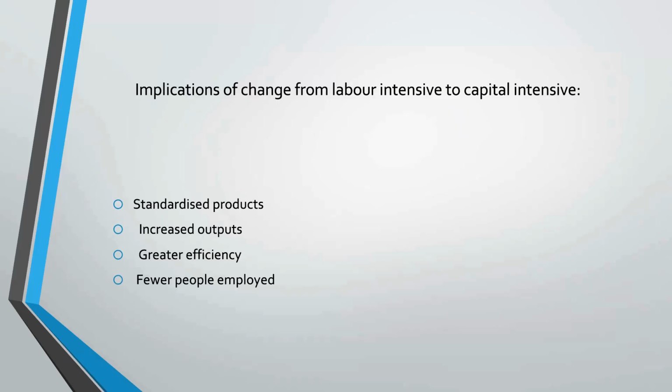Implications of change from labor intensive to capital intensive. So as you can imagine, moving from a lot of workers producing the product to equipment and machinery producing the product can have implications, right? Some of those are that you're looking at standardized products, so everything is going to look the same, increased output, and greater efficiency, as well as fewer people being employed.